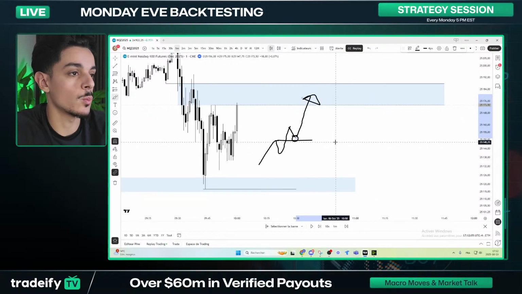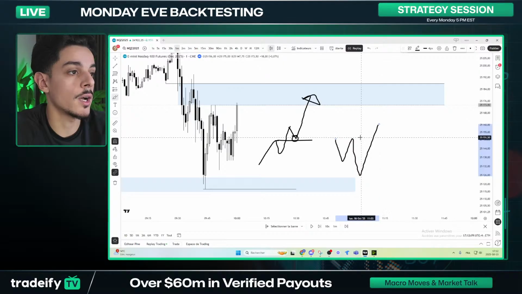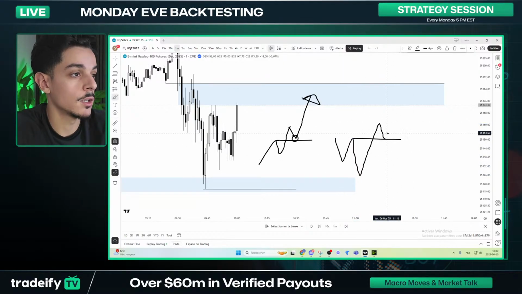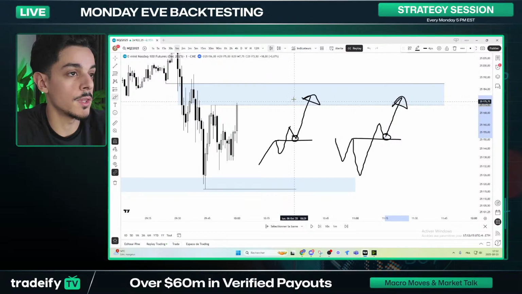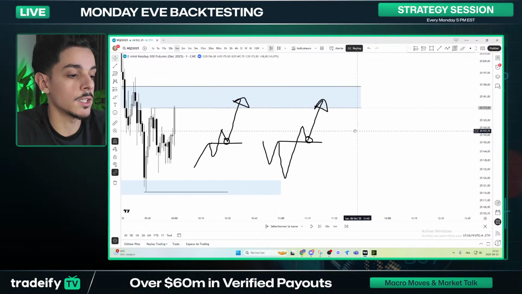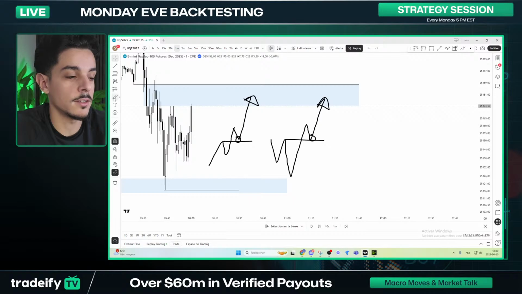Or you can have also the breaker: low, high, lower low, higher high. And then you would take this failed order block, pull back to it to then scalp the most recent high, so the unfilled 15-minute gap. This is called the unicorn model right here.